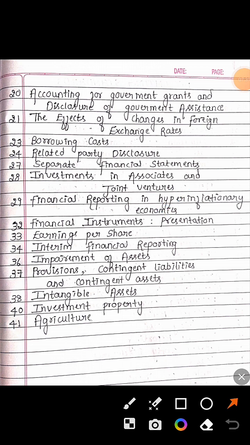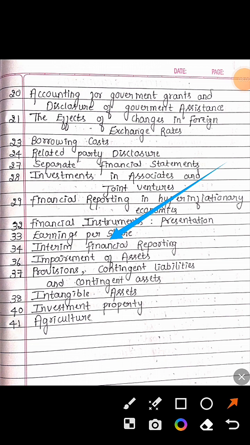Now next we have Ind AS 34, which is interim financial reporting. Ind AS 34 is interim financial reporting, IFR. Come on, repeat: Ind AS 34 is interim financial reporting.